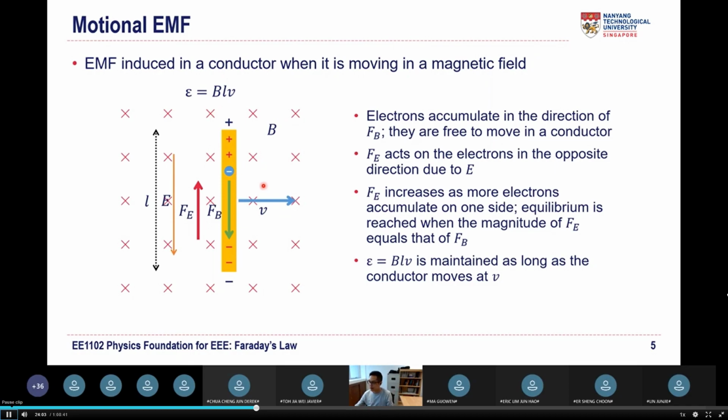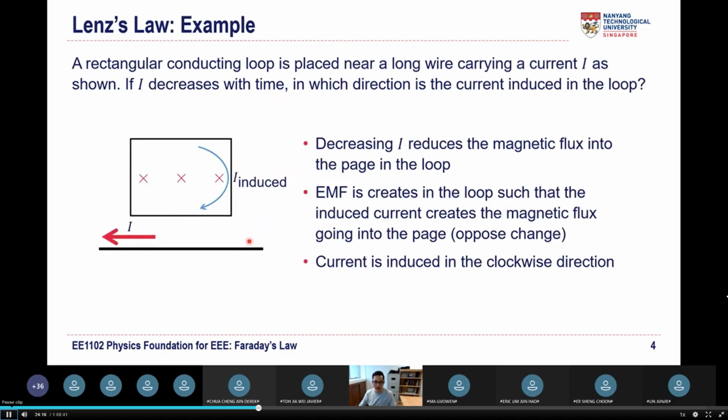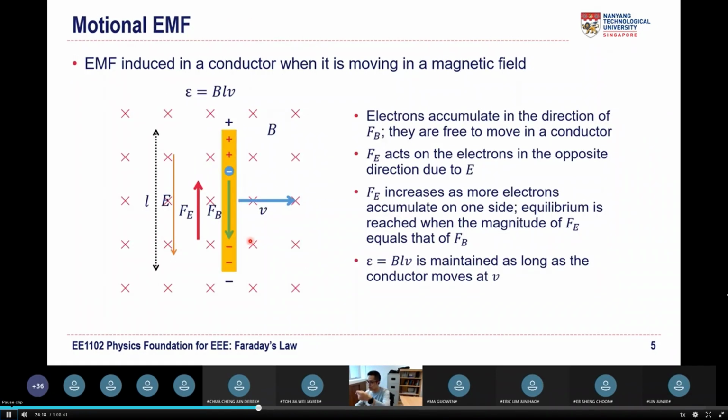So one way was by increasing or decreasing the flux going through a conducting loop, and the other way was to move a conductor across inside a magnetic field, and it will also create that EMF. Okay.